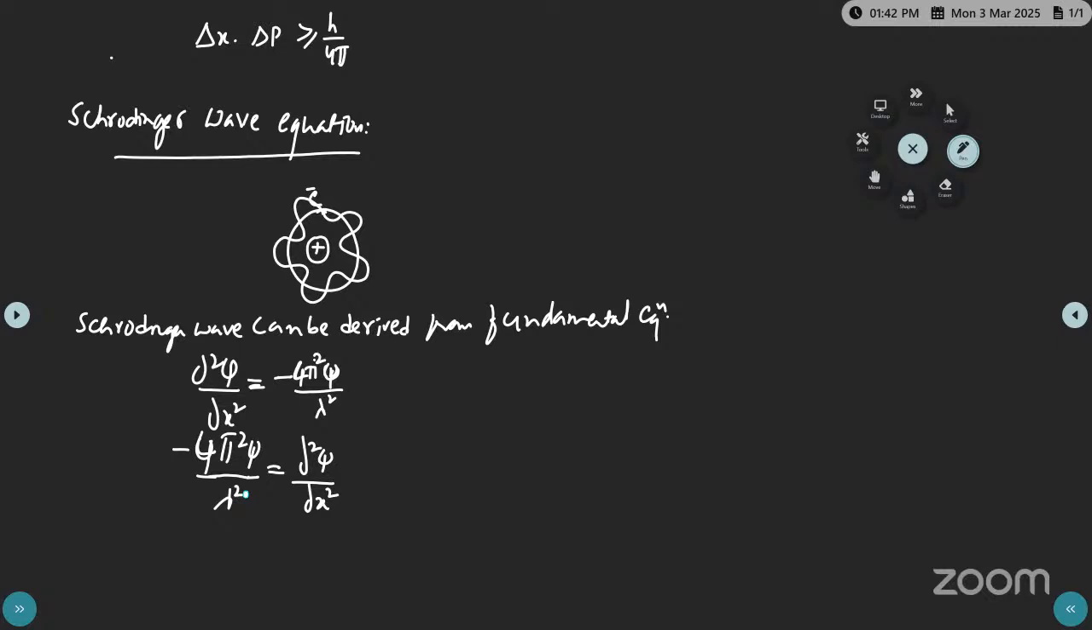And so we can write this equation like this: minus 1 by lambda square is equal to minus 1 by lambda square.